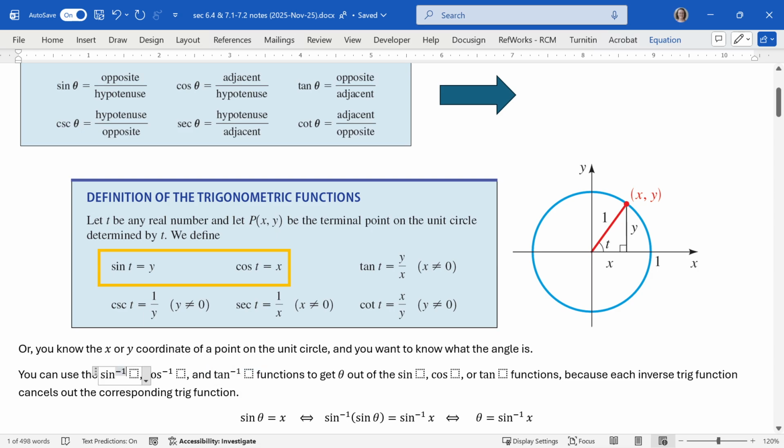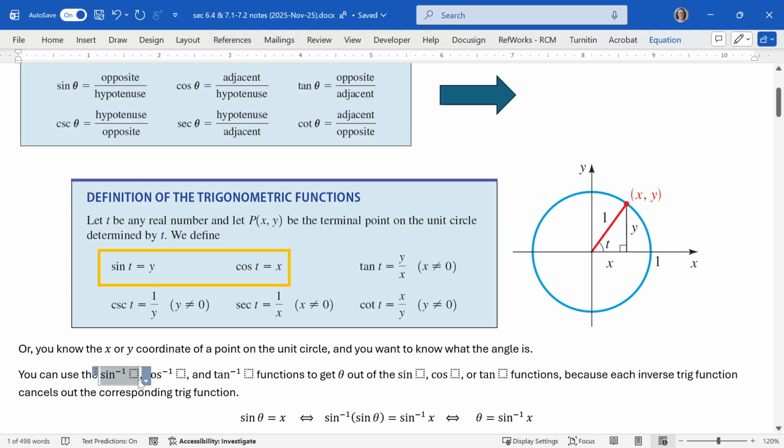So the negative one there is just like the negative one that we use on f when we make an inverse function of f. It does not mean reciprocal. It does not mean 1 divided by sine. 1 divided by sine is cosecant. This is the inverse of sine.